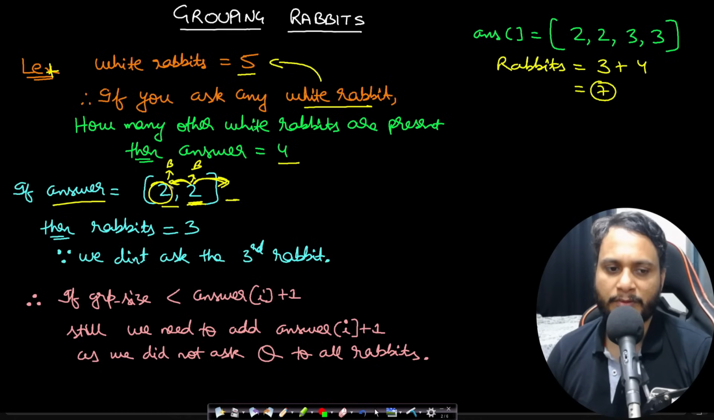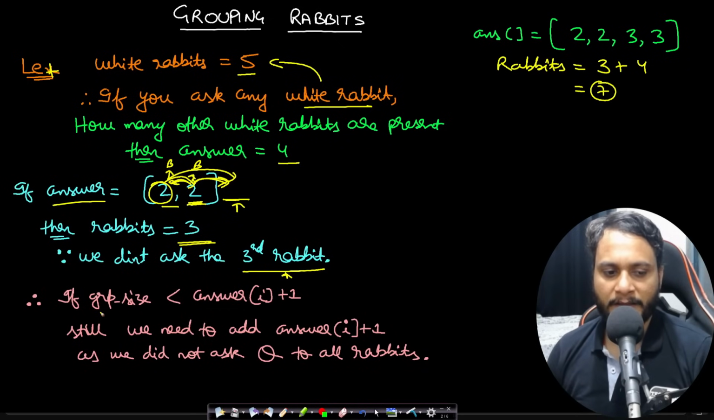And the same goes for R1. One can be the right one, and another one is unknown. So I need an extra rabbit to actually make this answer consistent and correct. And that is why the rabbit count will be 3 in this case, since we didn't check the answer from the third rabbit.